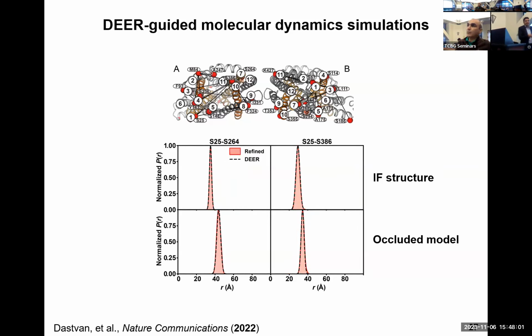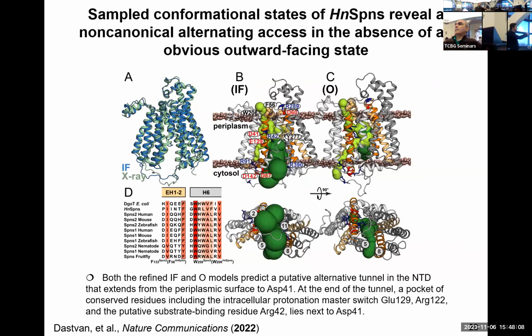When we use REMD, replica exchange MD simulation, now we have a nice fit, and we could show that the X-ray inward-facing structure corresponds well with the refined inward-facing model. And in fact, we have an occluded conformation. Here I wanted to emphasize that gates 5 and 8 are still not closing completely, but the distances are such that, in fact, it's an occluded conformation.